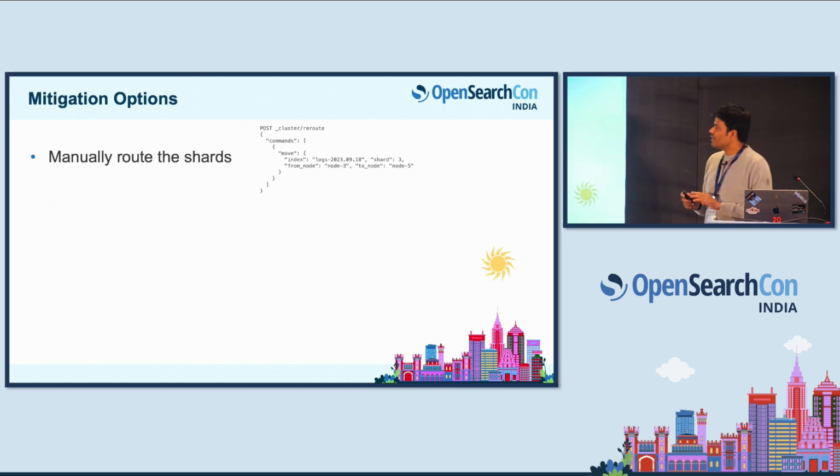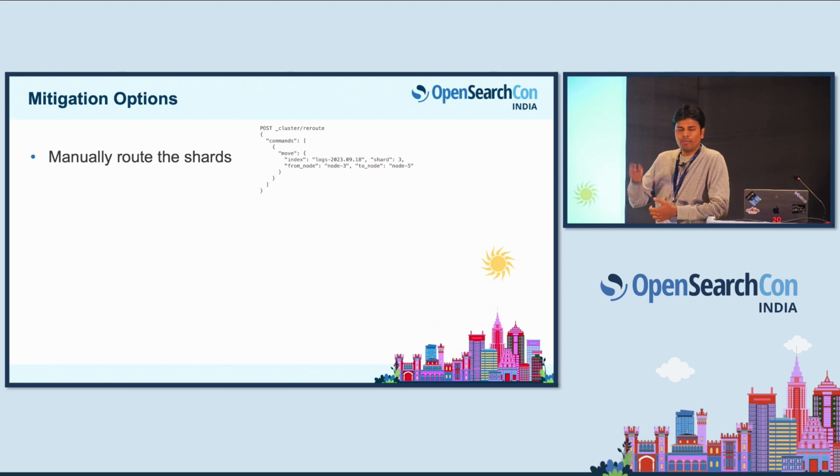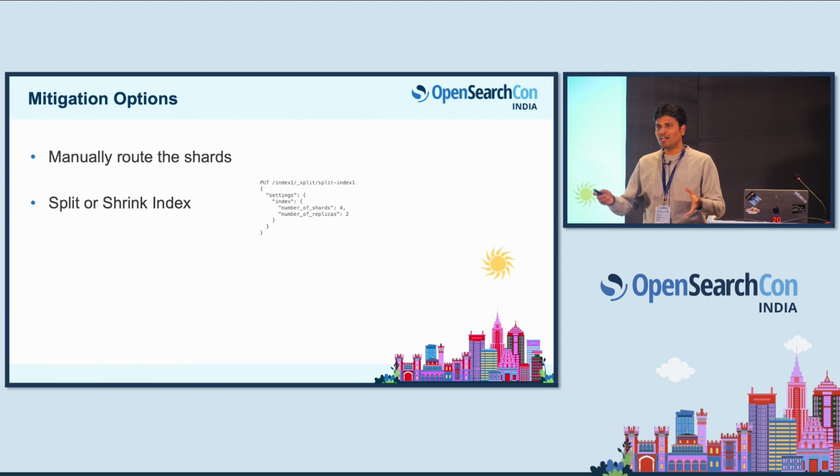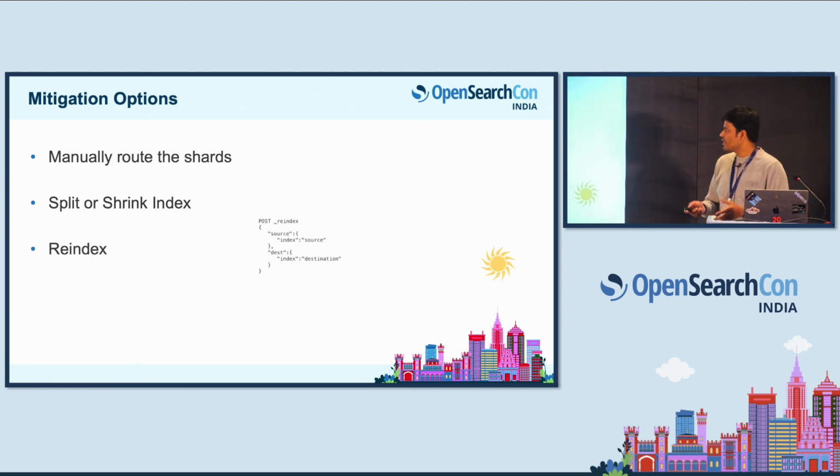Now, the other thing is, if you still hit this problem, what do you do to mitigate? In many cases you can just migrate a shard, the hot shard, right? You may not be able to fix the problem right away. So you want to do some workaround, and you can use the cluster reroute API to move shards from one node to another. You can use split or shrink index APIs. This allows you to create more shards or collapse the number of shards that you have.